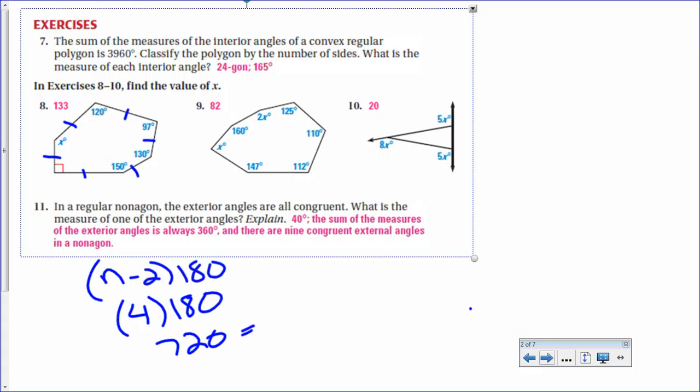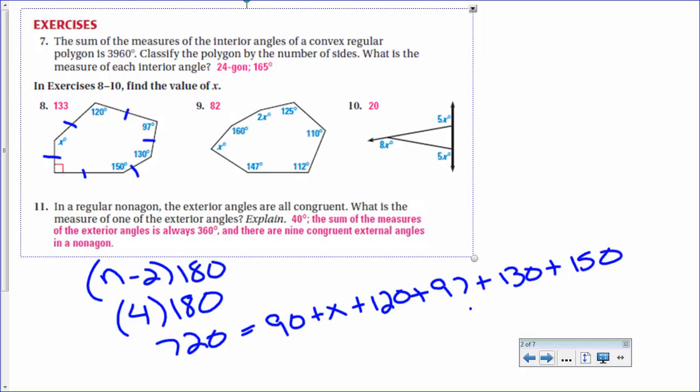Now you're going to set that equal to, now you're just going to wrap around. You're going to go 90 plus x. All right, there, I think I got all of them. And then you just simplify like we've done in the past, combine your constants, solve for x, get your answer of 133. Number 9 is going to be very similar.